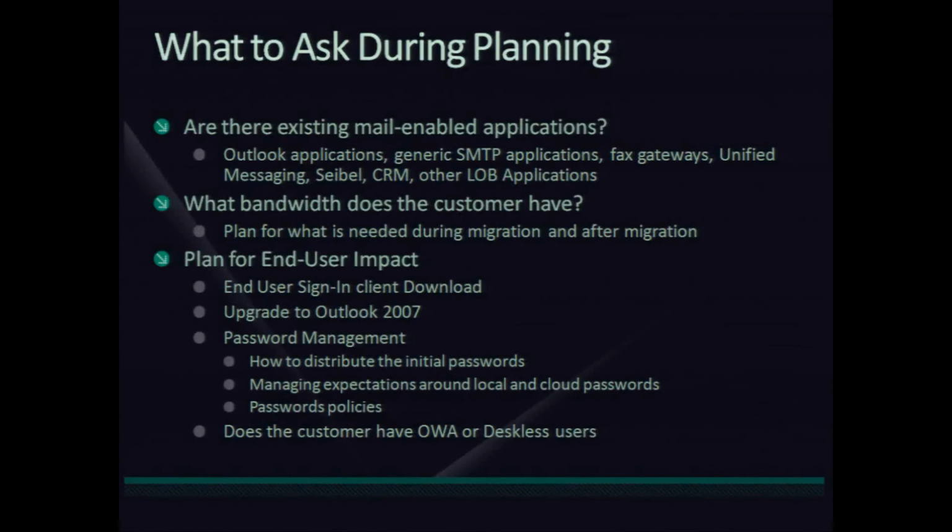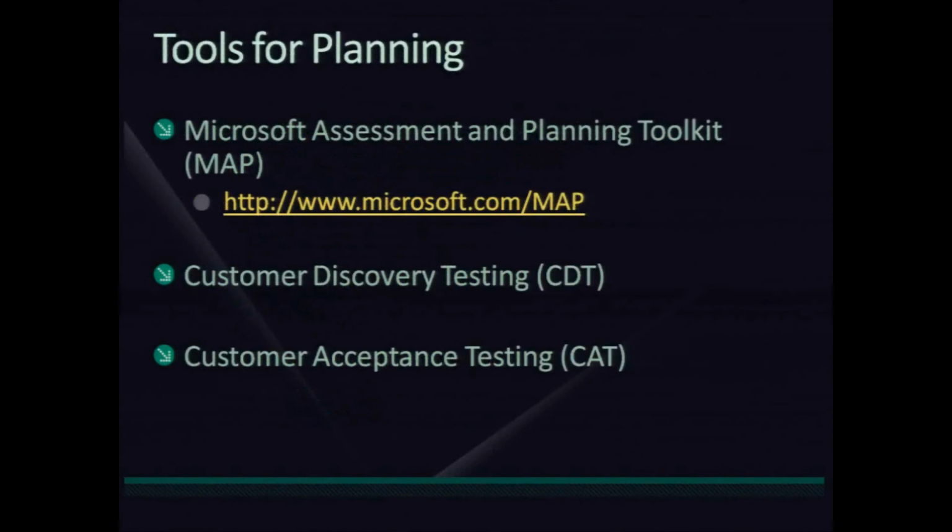One thing we've done is make a planning toolkit. If you go to www.microsoft.com/map, it's basically a wizard that will ask you all of these questions. It'll say, do you have applications? How many users do you have? What's your bandwidth? It goes through all of these things so that you think about them beforehand. I'd recommend you do that.